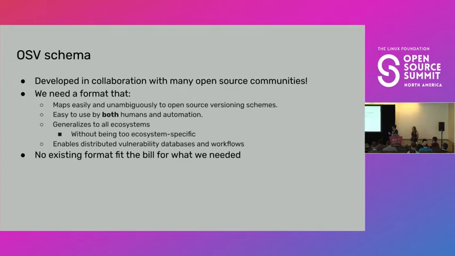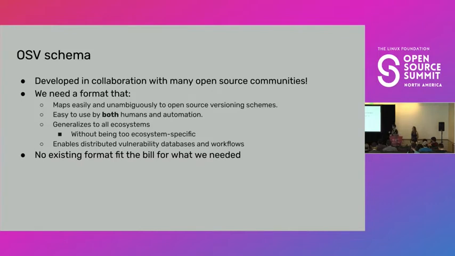So the OSV schema is something we developed in collaboration with GitHub and many other open source ecosystems that have actually since adopted our schema. What we wanted to build is a schema that's focused on open source and as minimal as possible. So thinking about what is the minimal amount of information we need to encode in a vulnerability advisory to make it useful and actionable. And we wanted to provide a mechanism to map advisories consistently to packages in open source.